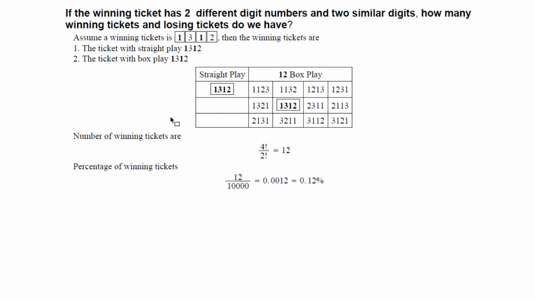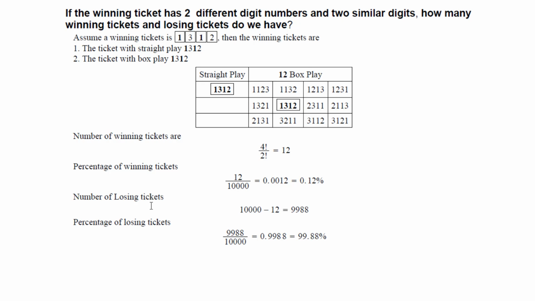So in such a case, we say that the number of possible outcomes, the number of winning tickets, is 4 factorial divided by 2 factorial as we saw before, and the percentage of winning tickets is 12 divided by 10,000, which is 0.12%. So this is now less. If the winning ticket has 2 similar digits, the percentage of winning tickets is going to be lower than the 24 box play. How about the losing tickets?